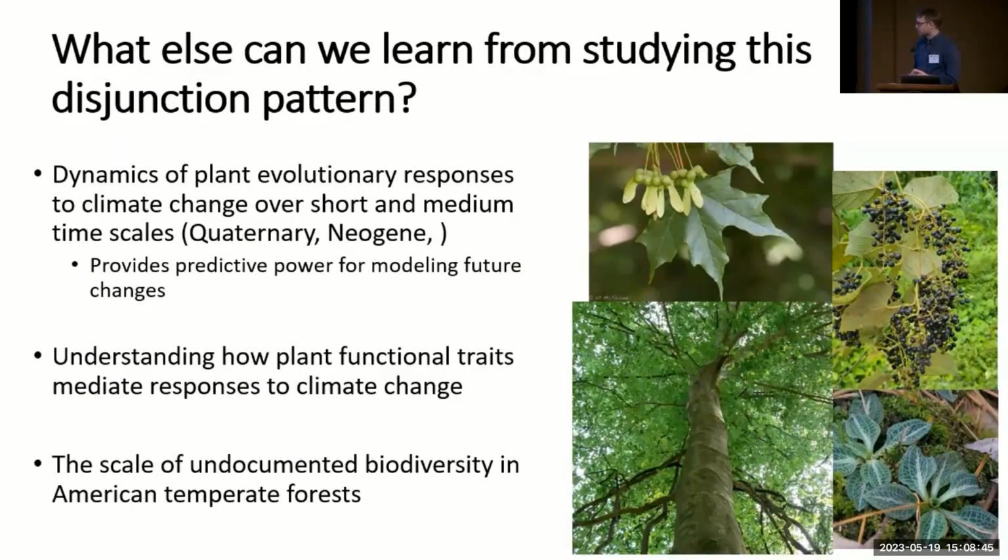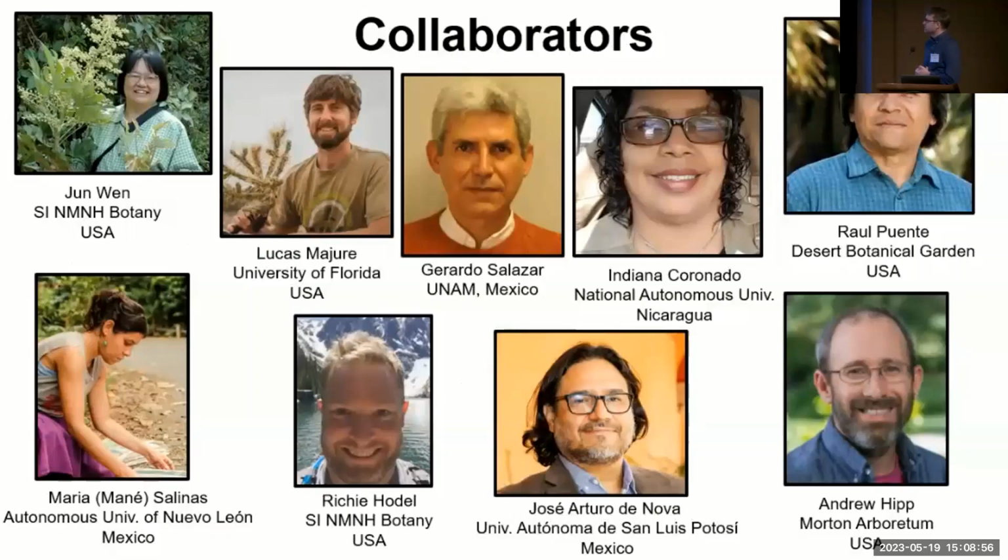And in general, potentially a lot of undocumented biodiversity in these American temperate forests in Eastern North America and Mesoamerica. So I've been working on this project with June for, I guess, about a year, and also with Lucas Majura. We started to get interested in it and try to understand the extent of it. And we've started to bring in a lot of collaborators, both in the US and in Mexico and Guatemala and Nicaragua. And so hopefully we'll continue to study this disjunction pattern as a collaborative group and try to understand what's going on.